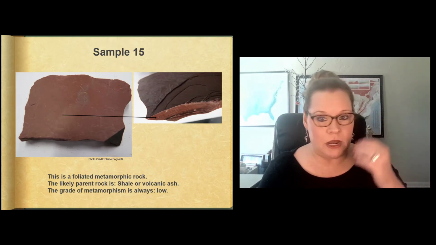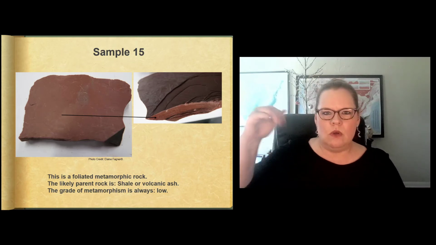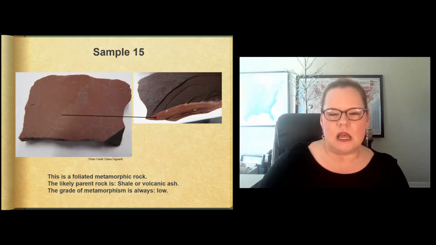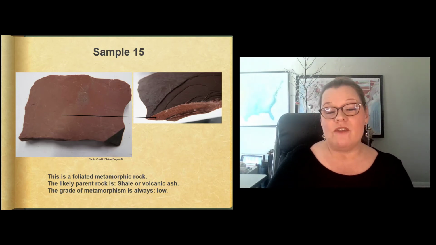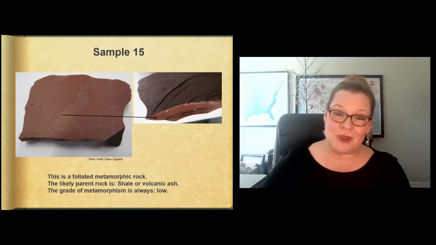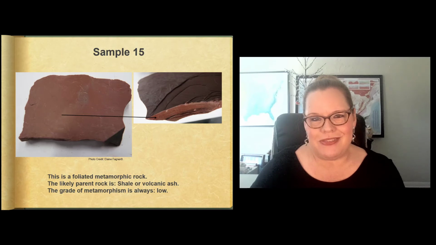It could have been a volcanic ash. But you will notice that there's no roly-poly waviness to the top. There is no metallic sheen. So it's very low grade and always will be a low grade foliated metamorphic rock. That's the giveaway right there.